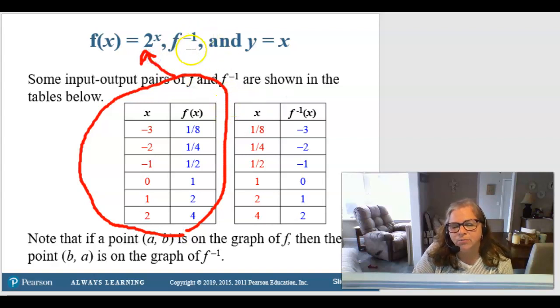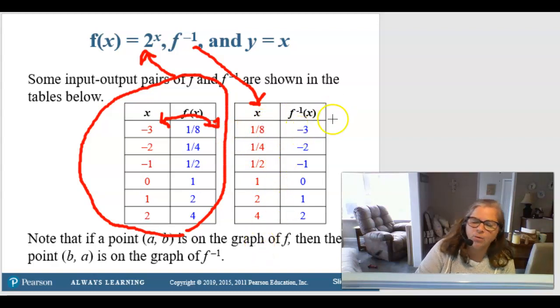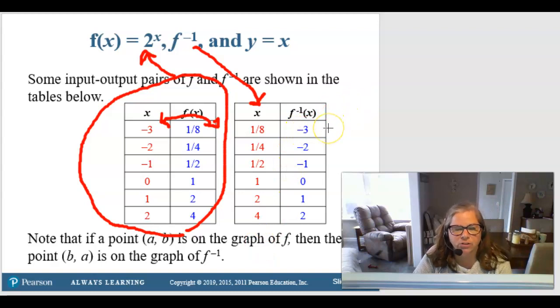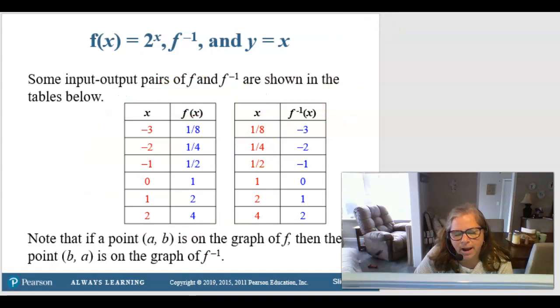For the new table for the inverse function, we reverse the input and the output. So you can now see the input is 1/8, 1/4, 1/2, and so on, but the output is a -3 to a +2. So what do we think that that will look like for a graph?